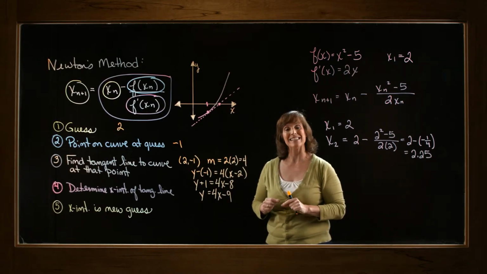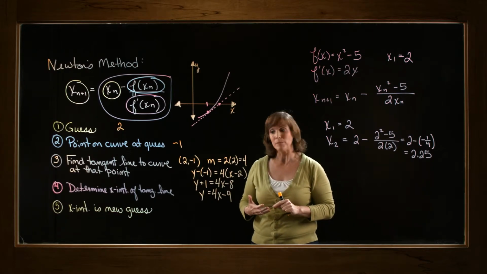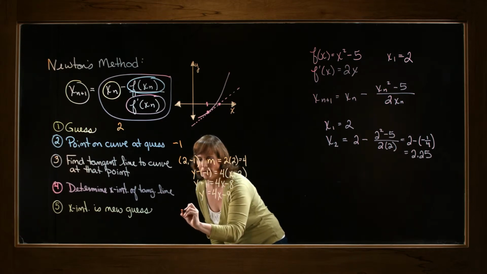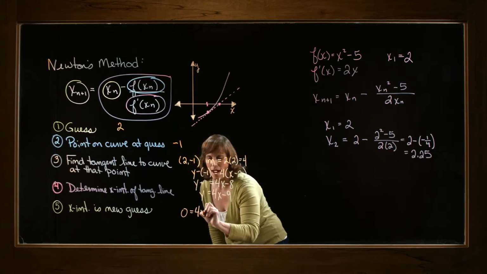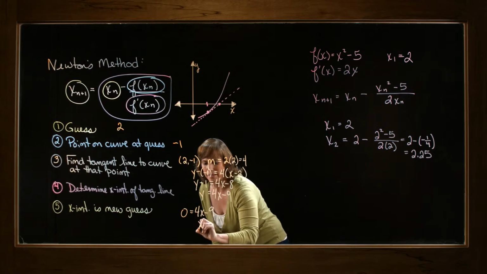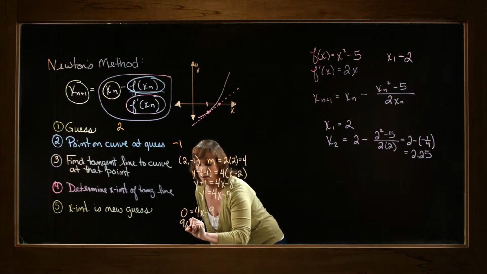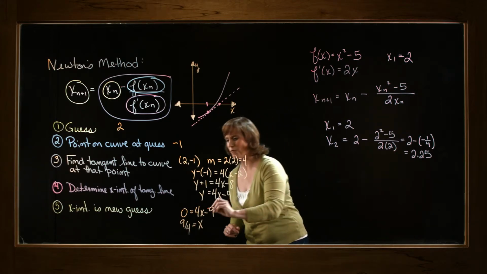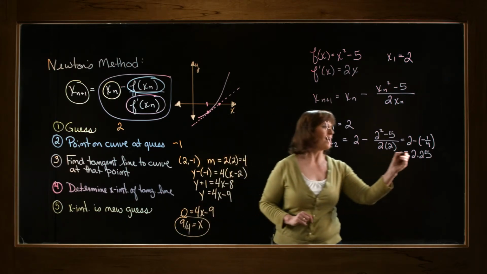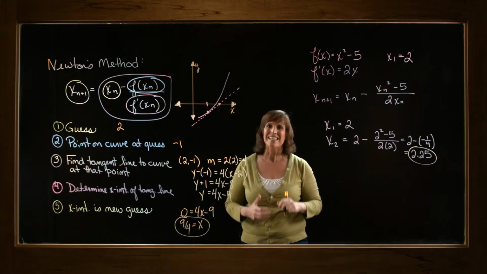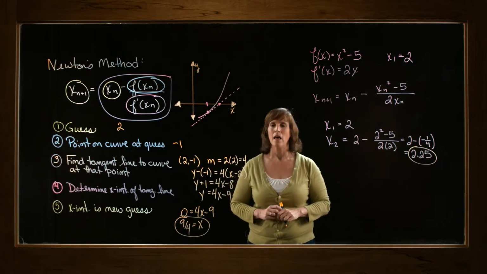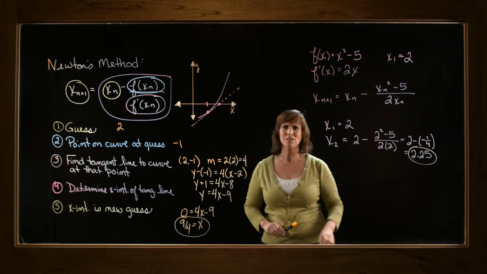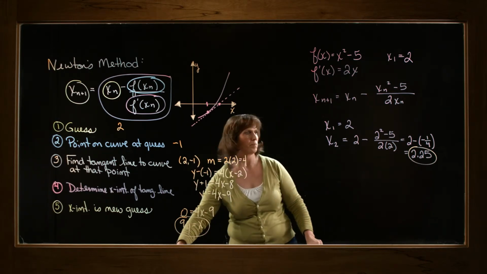Now I need to find the x-intercept. We find x-intercepts by setting y equal to 0. So 0 equals 4x minus 9, which means that x is going to be 9/4. Guess what 9/4 is? It's 2.25. So my process worked exactly the way it was supposed to. The problem said 2 iterations, and I've only done 1, so let's go ahead and get that second iteration.